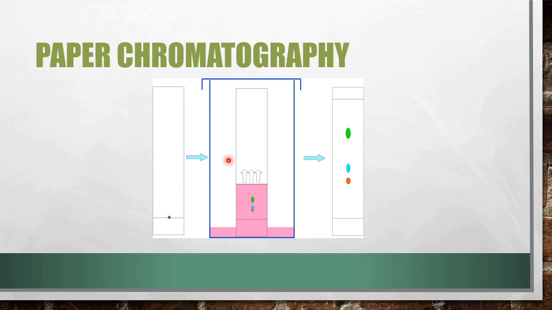The filter paper is then suspended in the glass jar or glass cylinder with its lower end just touching or dipping the mobile phase. This is the mobile phase, and the sample spot on the paper must always remain above the solvent level. The solvent or mobile phase moves through the filter paper by capillary action, carrying along with it the various components of the sample.